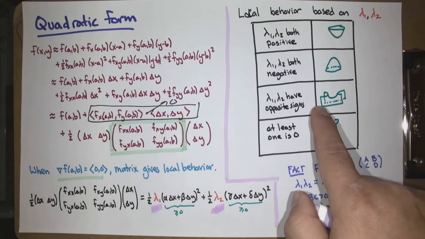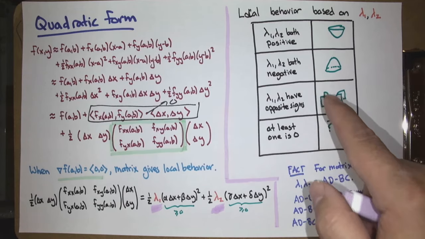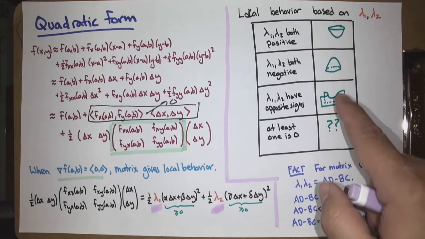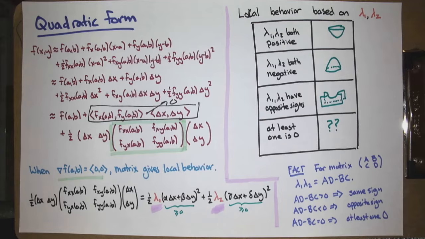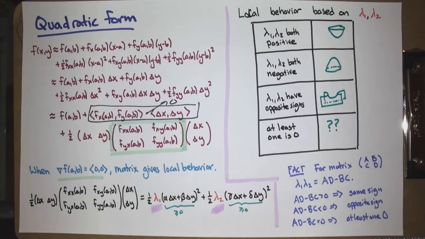If they have opposite signs, in one direction you say, I'm going up, so I feel like I'm at the bottom. But in another direction, you're going down, you feel like you're at the top. This mixed signal corresponds with the shape we've called the saddle. If one of them is 0, we don't know. So we can determine the behavior locally if we can figure out what's going on with lambda 1, lambda 2. Now, the good news is we don't even have to know their values. We just need their signs.